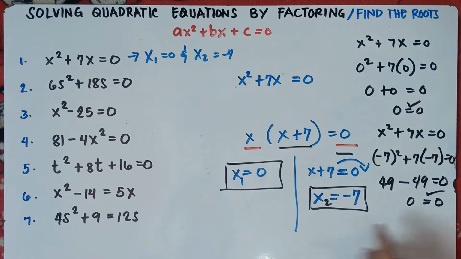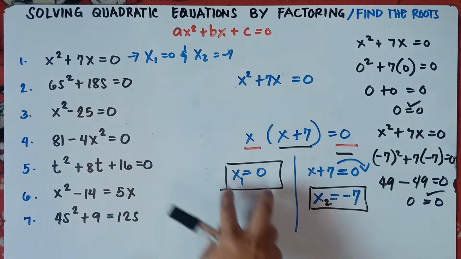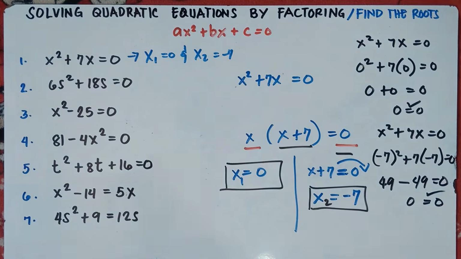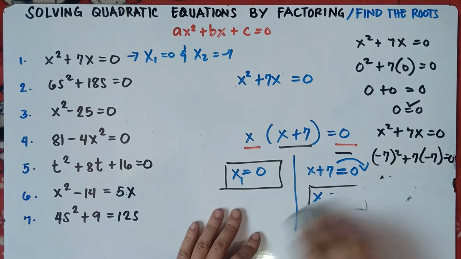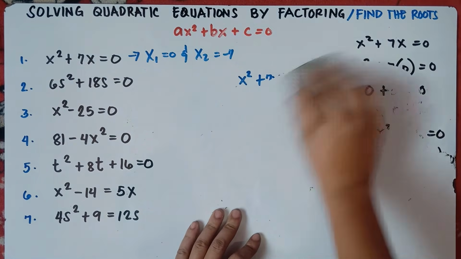0 is equal to 0. So therefore, these roots are correct. This will be your answer. Alright, that's the answer for number 1. Let's try number 2, class. So that's how you check, class.